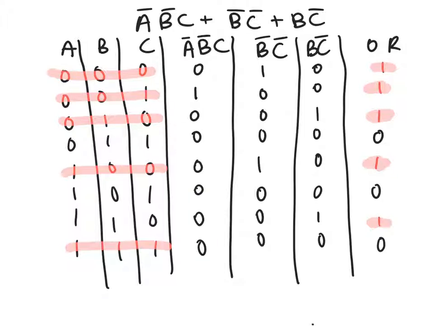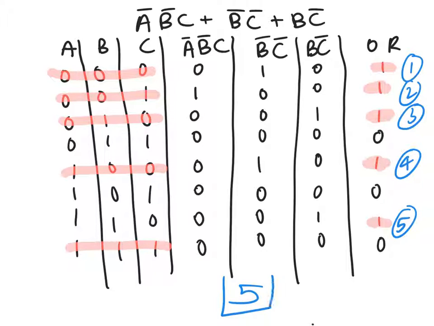However, since the question asks for how many different values correspond to a true result, we don't really care about A, B, or C. Again, there are 5 different values that make the expression true, so your final answer is 5.